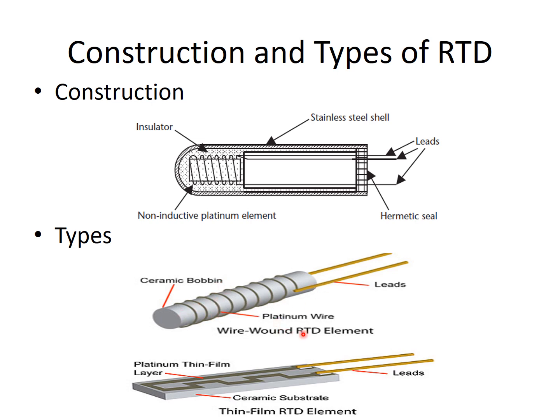There is also a wound RTD element. You can see the platinum wire has been wound and fixed in this wire-wound element. This is one type, and one more type is the thin film RTD element. We can use this kind of structure also to convert the temperature into the corresponding resistance values.